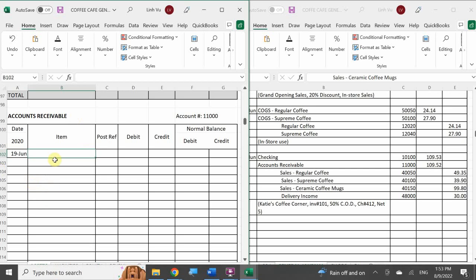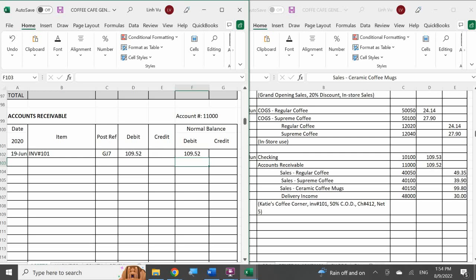So in this case, what kind of information would I have for my accounts receivable? So it's an invoice 101 to Katie's Coffee Corner. Good. 101 is already good enough because you can pull up the invoice number at any given time. And then it's on page 7. And then it's the debit of 109.52. Good. Right, that's my account balance of what people owe me, all my customers that owe me. I currently have $109.52. So then what's next?